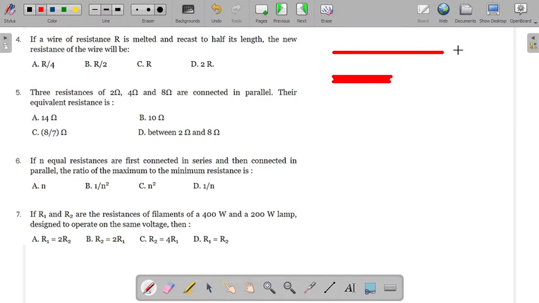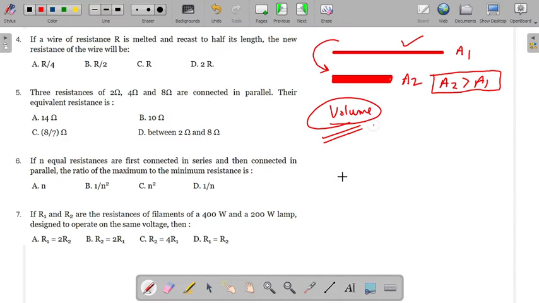It means suppose the cross-section area of this is A1 and the cross-section area of this we assume A2. So of course A2 is quite greater than A1. Why? Because we melted this wire and formed this one. So if the length has become half, the width will become larger, something will increase. It means in such types of cases we will deal in volume. So on the basis of this volume factor we will solve this type of question.